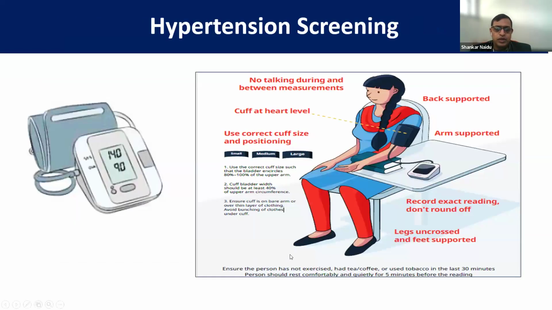This picture is beautifully depicting how blood pressure has to be measured in our clinic. As you can see, the patient has to be seated and supported well. Both the arm and the back should be supported, and the feet should be placed firmly on the ground. The patient should not cross the legs while sitting, and should rest for at least 5 minutes before we take the measurement. Also the patient should not be talking while we are taking a measurement.